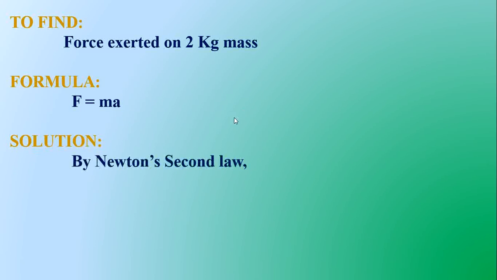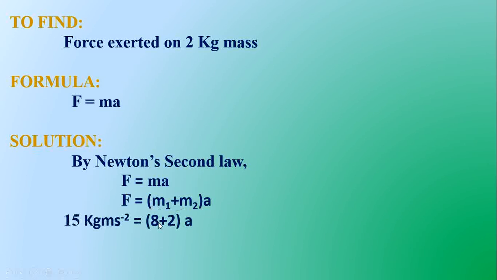The solution for this problem, by Newton's second law, F is equal to ma. Here two masses are given. So, we have to write it as F is equal to (m1 plus m2) a. Now, m1 is 8 and m2 is 2. a we have to find out. And then the force applied on the object is 15 kg m/s². So, 15 kg m/s² is equal to 10a.